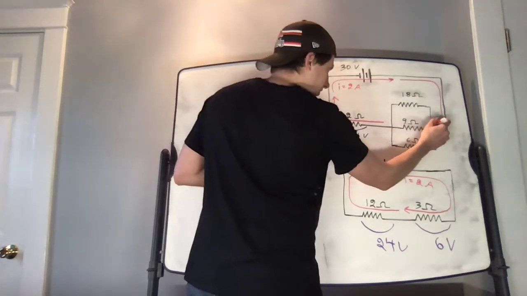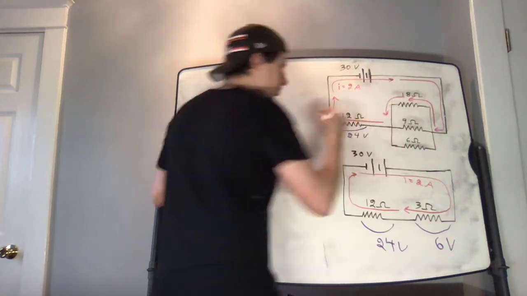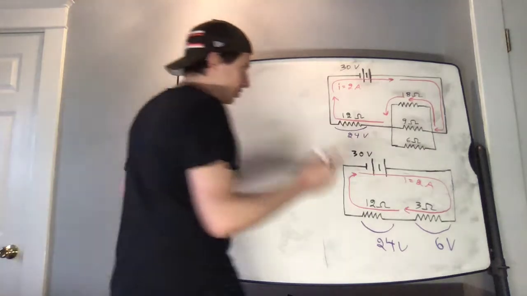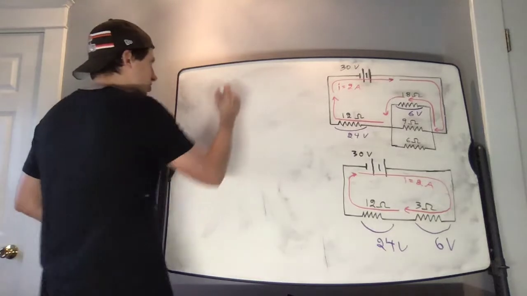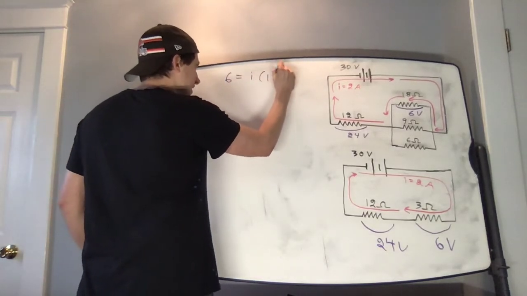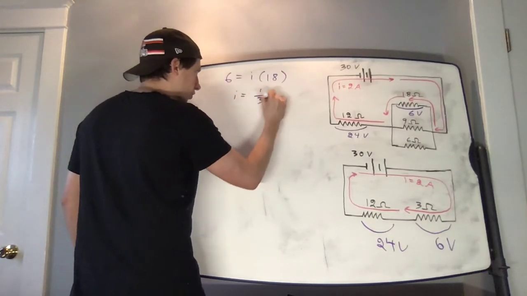We are asked specifically to find the current that is flowing through the 18 ohm resistor. I could use Ohm's law to calculate that. We know that there is a voltage drop of 6 volts across this 18 ohm resistor. So I could say 6 is equal to I times 18, and I find the current flowing through the 18 ohm resistor is 1/3 amp.